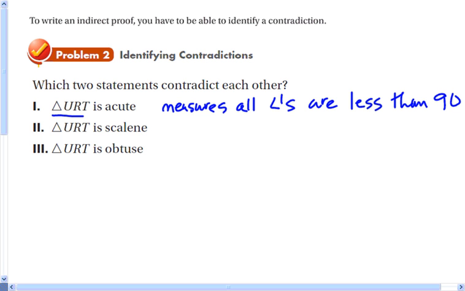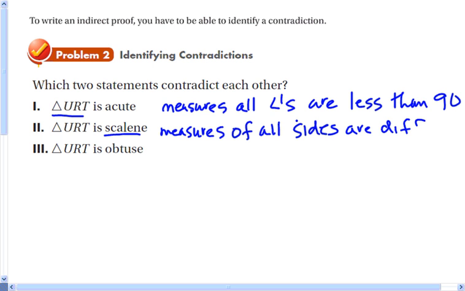Okay, and to say that triangle URT is scalene, that means the measures of all sides are different. So there are no equal sides. And then to say that triangle URT is obtuse, that means the measure of at least one angle, and since you can't have two angles that are obtuse in a triangle, the measure of one angle is greater than 90.